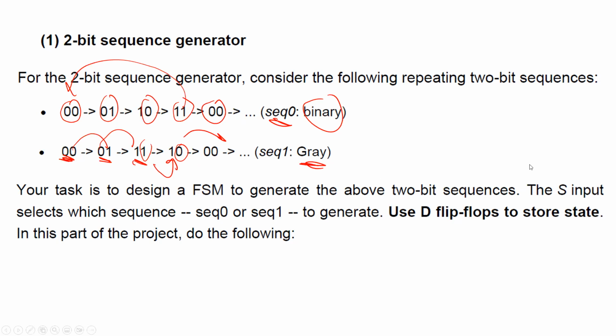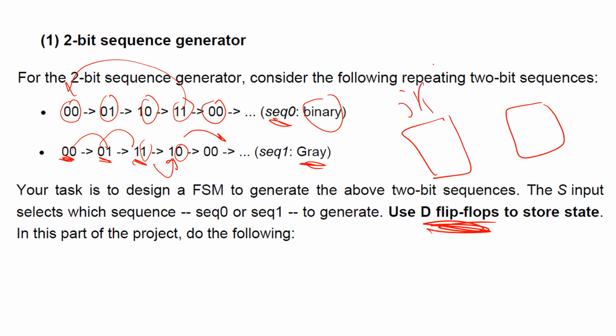Here I'm asking you to design the finite state machine to generate the 2 sequences. I told you S is the input, and it's up to you, but I prefer to use D flip-flops. I think you have 2 chips. As far as I remember, one chip is JK, which is what you used in the last lab. And we also have another one. I think this one is D flip-flop.